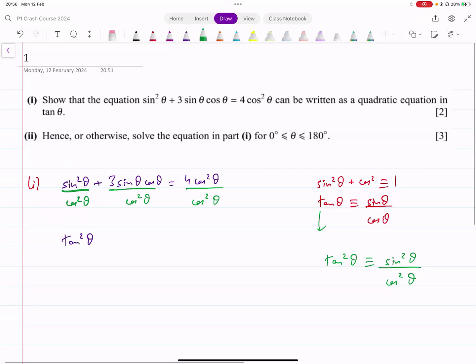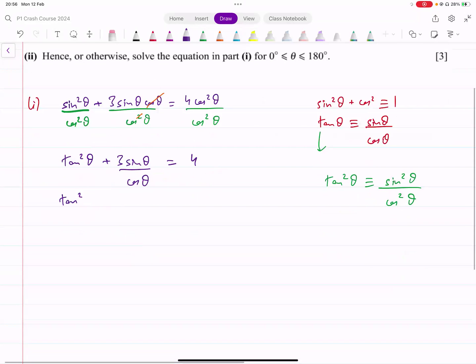And then here, one power of cos in the denominator gets cancelled with the cos in the numerator. And what you're left with is 3 sine theta over cos theta. Let me write that here first. On the right side, cos square theta and cos square theta get cancelled, and we just have 4 left. So now we have tan square theta plus 3 tan theta, sine over cos is again tan, minus 4 equals 0. And this is the quadratic equation that we have now.